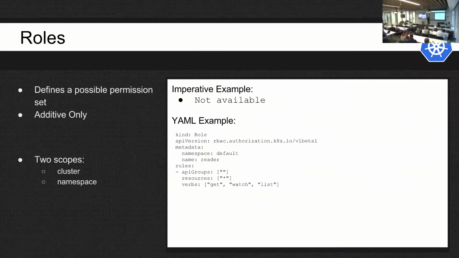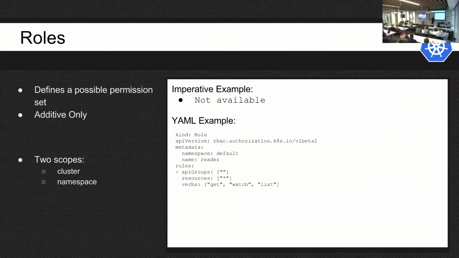So roles. Roles define a set of permissions. I'm going to go back to Amazon because I do a lot of Amazon. I don't know who else in here does, but they're a lot like IAM roles in Amazon. It's not who can do what. It's just the list of possible things that you can do. A role here, there's no imperative, note.